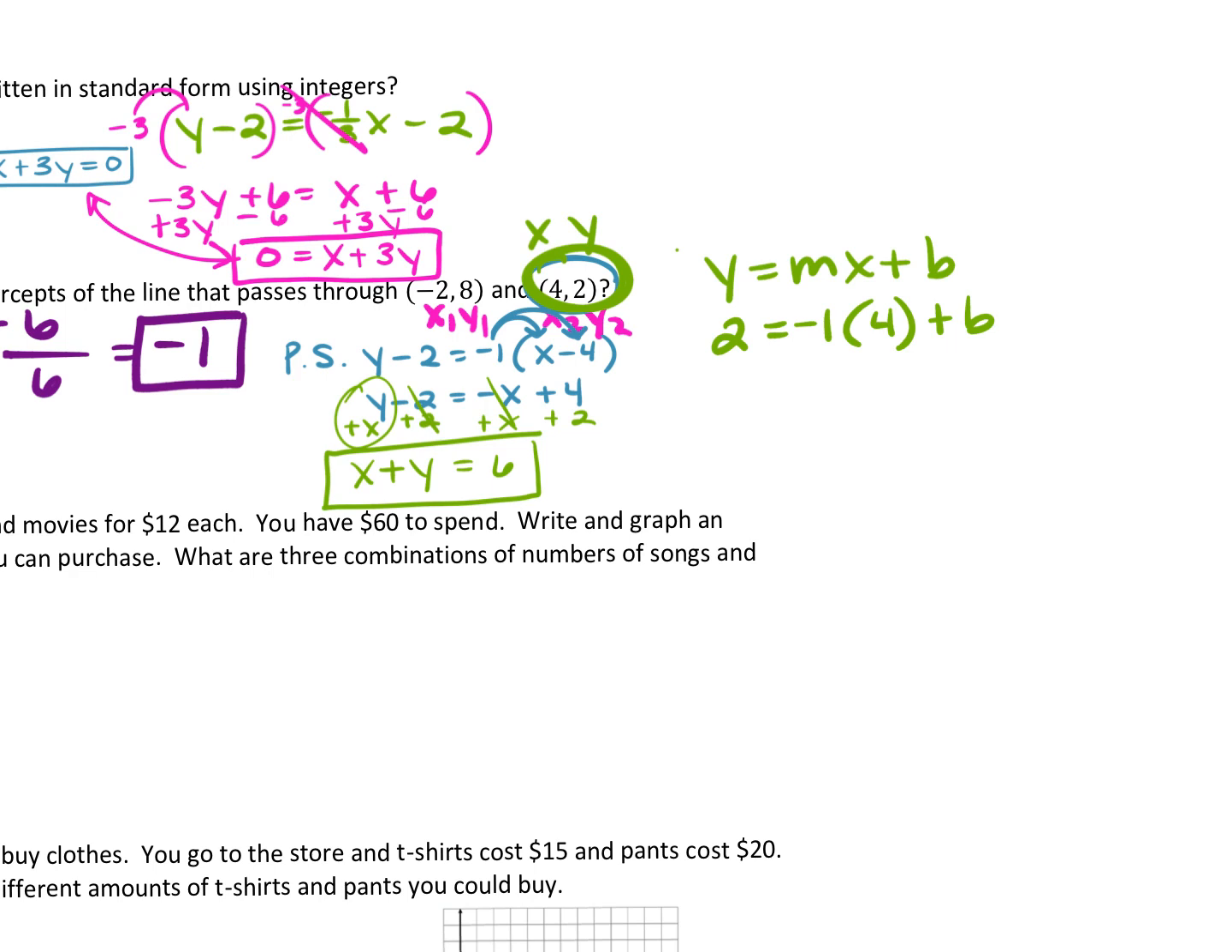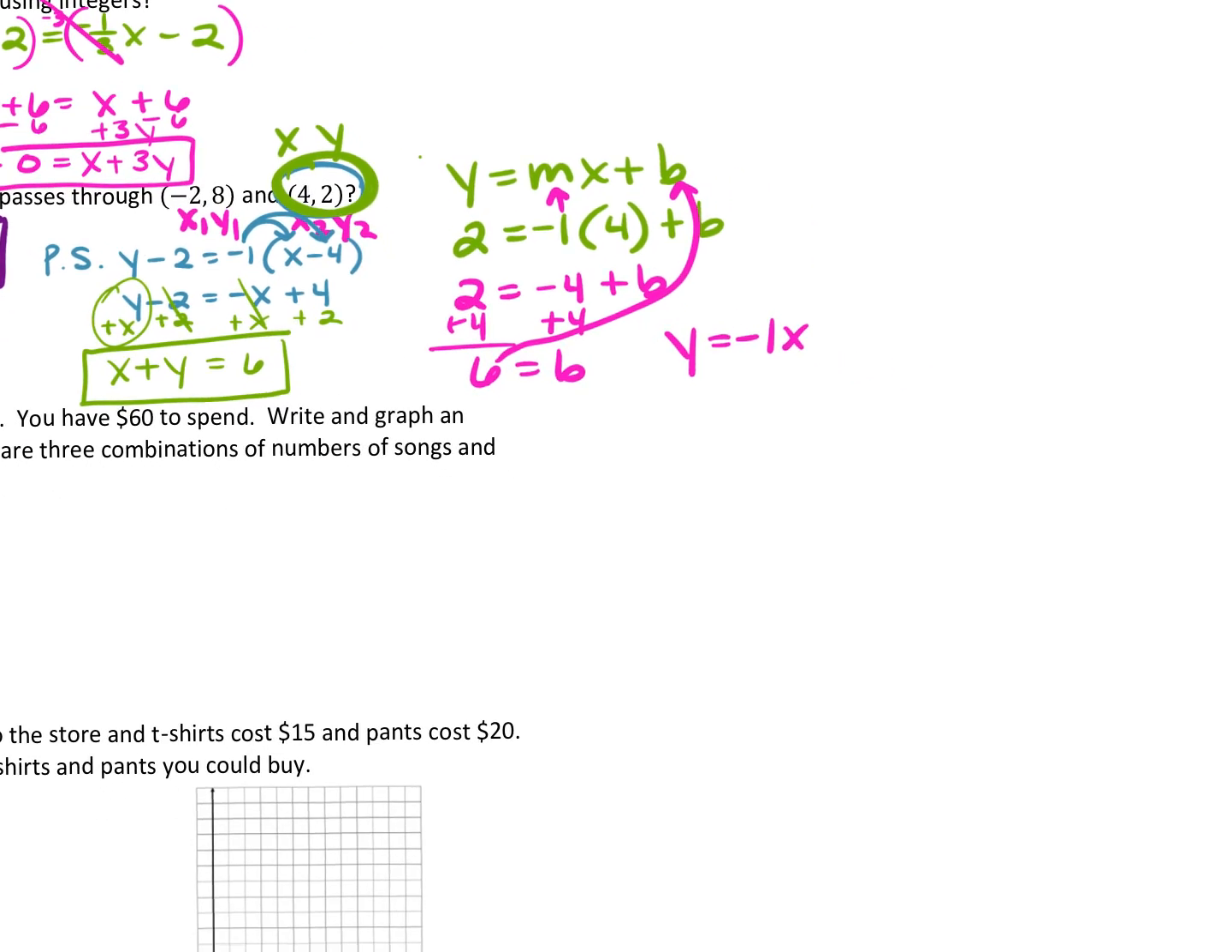So simplify that. 2 equals -4 plus b. So add the 4, and you get a b value of 6, okay? So if I put that into slope-intercept form, that means the -1 goes here, and the 6 goes here. So y equals -1x plus 6. So now you have slope-intercept.